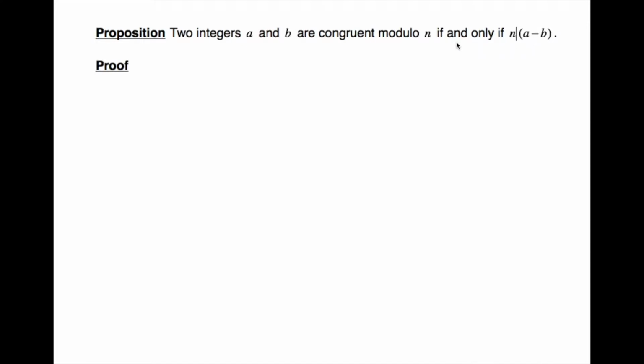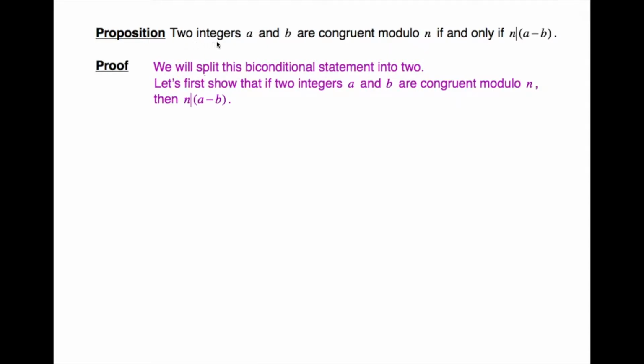Because it's a biconditional statement, we're going to split it into two, and we will start by showing that if two integers a and b are congruent modulo n, then n divides a minus b. So by definition, a and b have the same remainder r when divided by n.